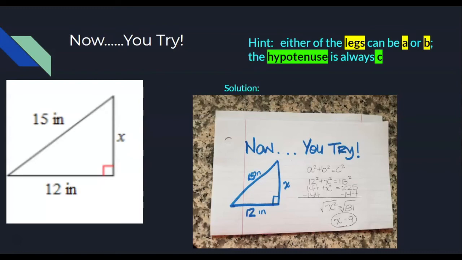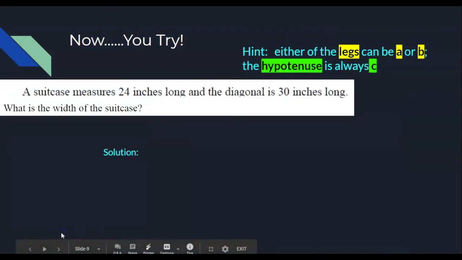To get x on one side by itself, I need to subtract 144 from both sides. Next, I get x squared equals 81. My last step is to take the square root of each side, and I get an answer of x equals 9. Here's another problem for you to try on your own, where you must draw your own illustration.